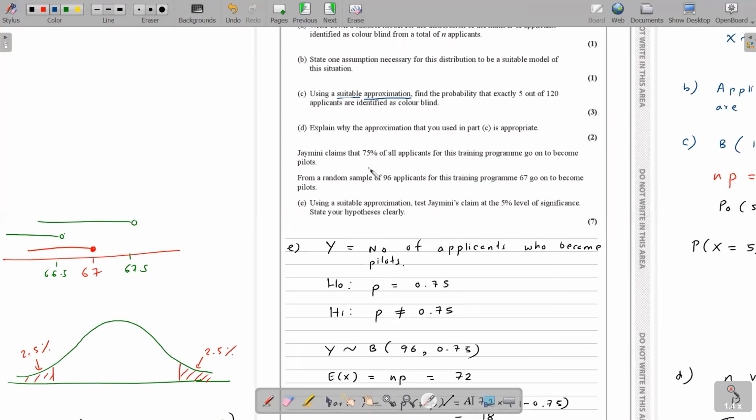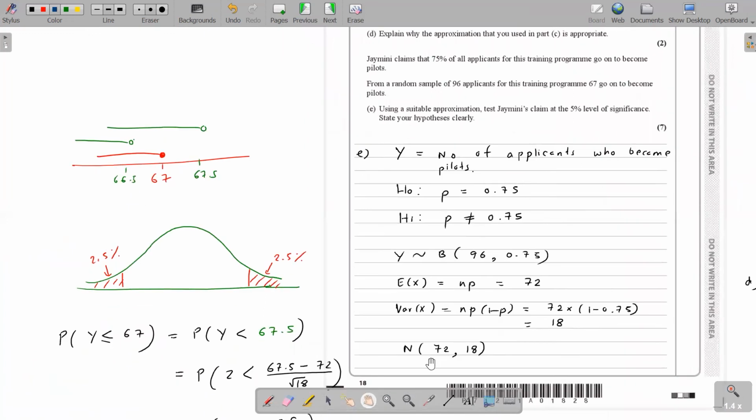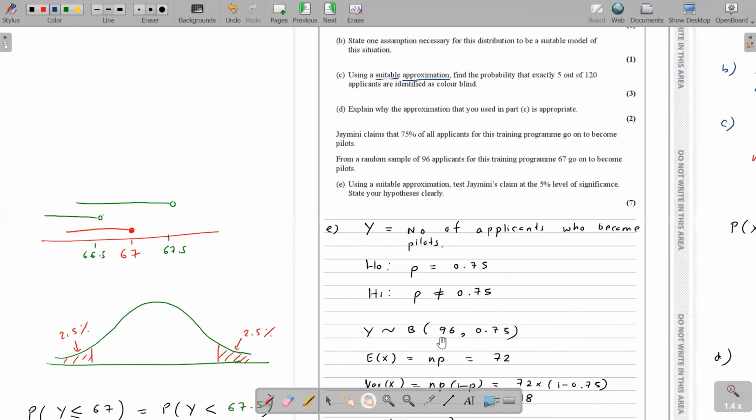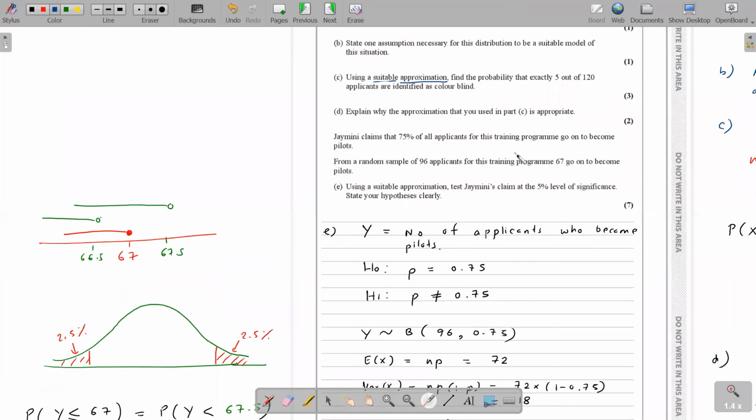Basically, his claim is H0, right? Because he says 75% of all applicants go on to become pilots. This is J's claim. And now, are we rejecting this? Do we have evidence to reject this? No, there is insufficient evidence to reject H0, which means we can go with his claim, right? So there's insufficient evidence against his claim. We have to go with it basically.